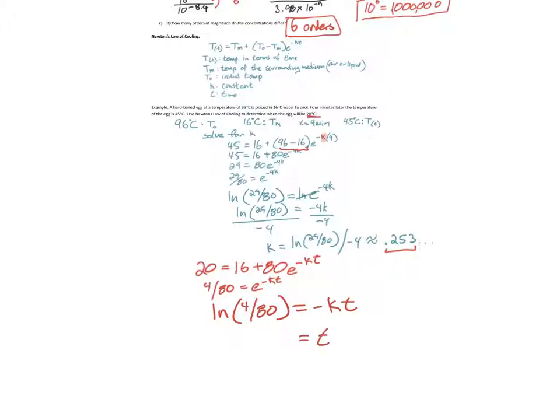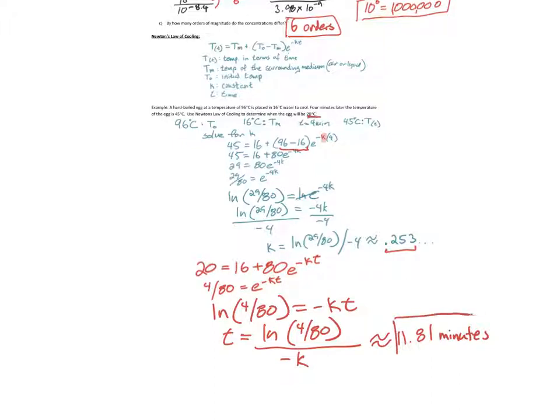But I divide by negative k, and what I need to plug into my calculator, let me actually switch sides here so I can show the approximation on the other side. t equals the natural log of 4 divided by 80 all over negative k, don't lose that negative k. Plug that into your calculator and you will come up with 11.81. Now, what did we find? All right, we got to the end of the problem. What did we actually find when we did all this? This is minutes. So after 11.81 minutes, our egg is 20 degrees Celsius.